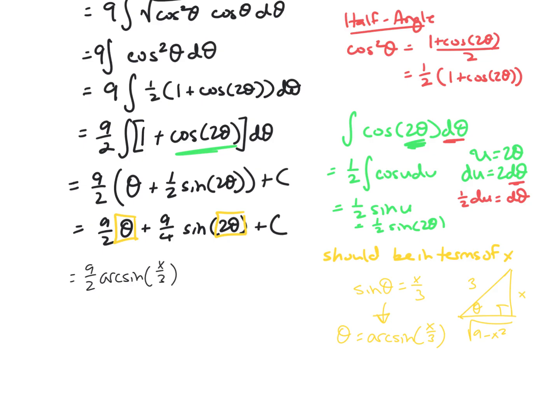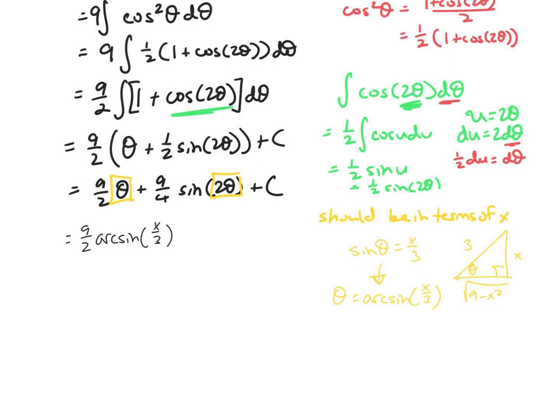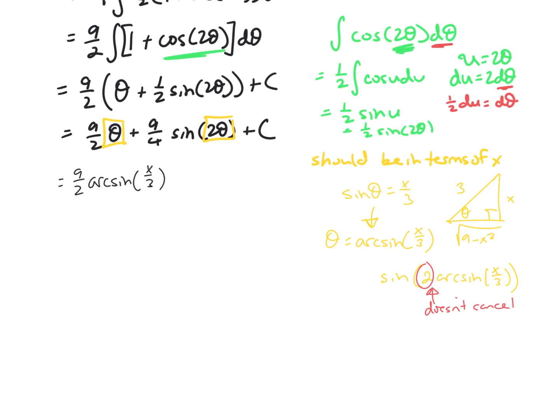Now, you might think you can do the same thing with sine of 2 theta. But if you have sine of 2 arcsine of x over 3, this doesn't simplify nicely. Basically, this 2 provides a problem. Sine of arcsine, that cancels. Sine of 2 arcsine doesn't cancel. So this is a big issue. What we're going to do here is use our double angle formula. We use the fact that sine of 2 theta is 2 sine of theta cosine theta.